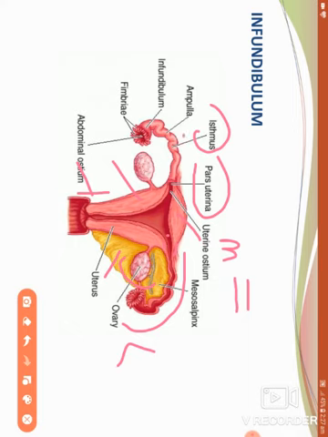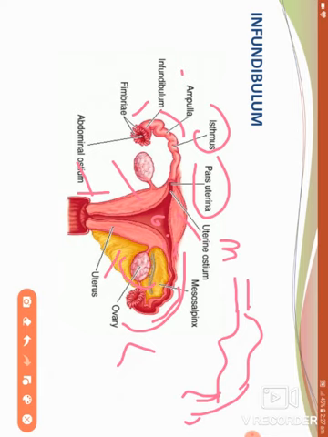Then comes a dilated part, that is the ampulla. Its diameter is 5 centimeters. Usually fertilization takes place in the ampulla, then it moves and gets implanted into the posterior wall of the uterus, in the upper part of the body of the uterus. Implantation takes place. Then the next part of the uterine tube is a funnel shaped part called the infundibulum.